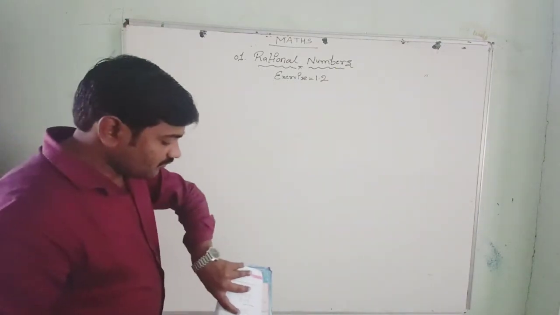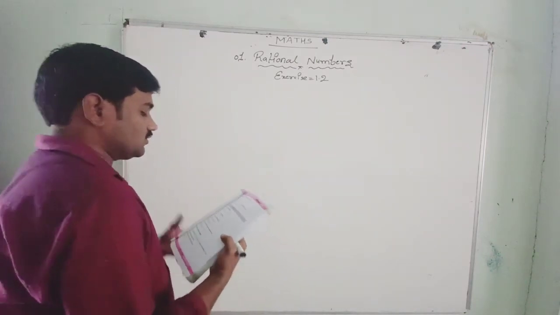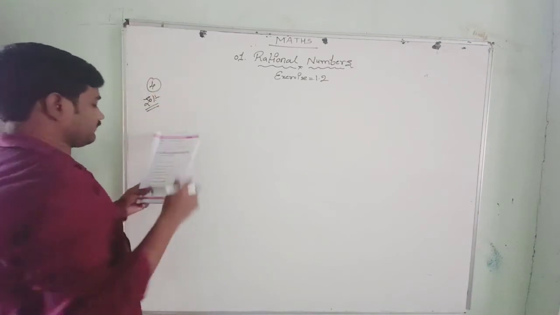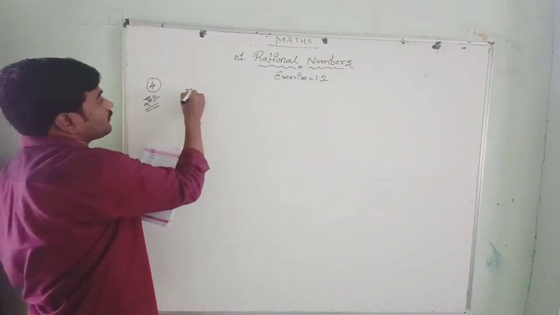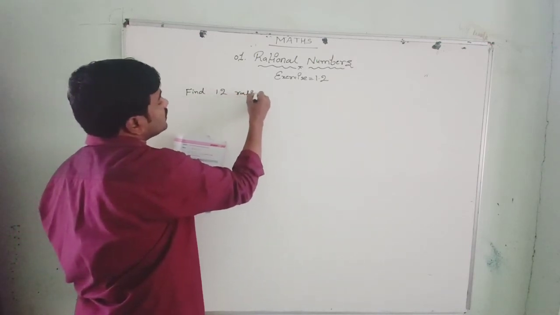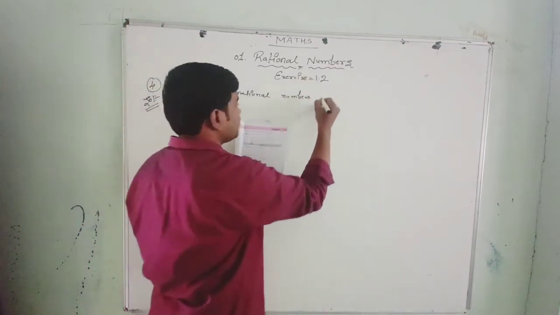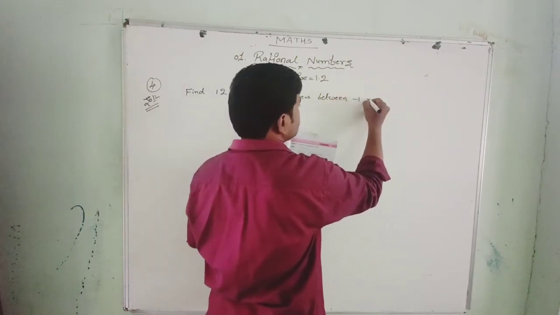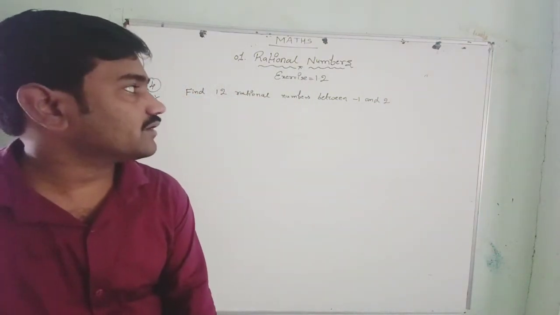Then we go for question number 4. Find 12 rational numbers between minus 1 and 2. We have to find the 12 rational numbers between minus 1 and 2.